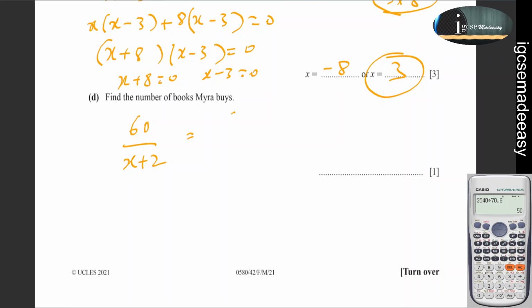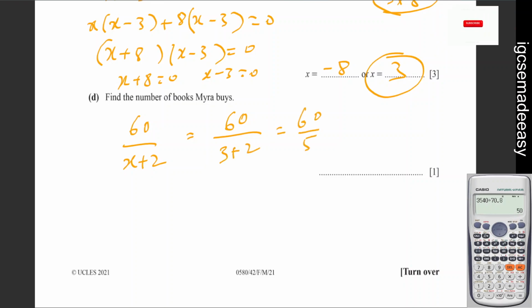So let's find out the number of books. So the number of books, I have to divide with this one, right? So x is 3, plus 2, that is 60 by 5. 60 by 5 gives you 12. So the number of books that she is going to buy is 12.